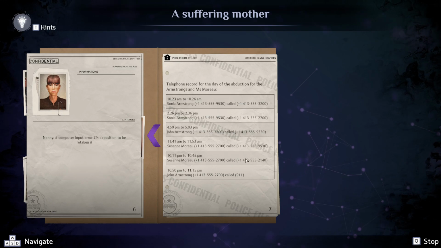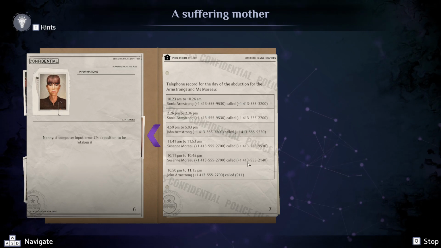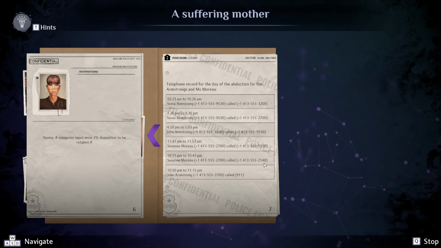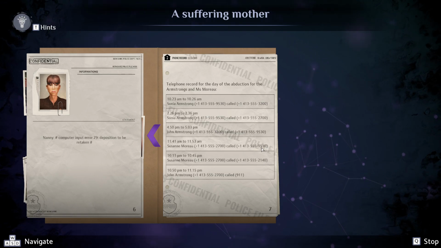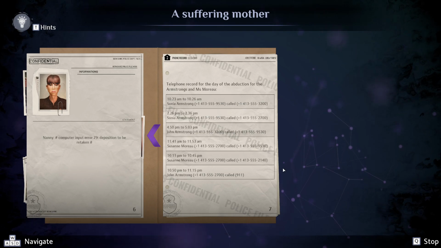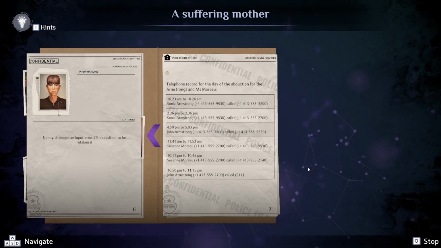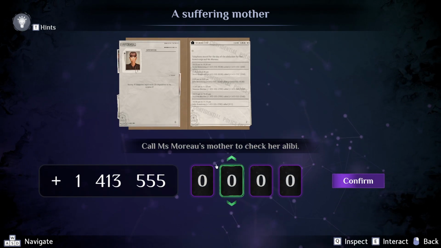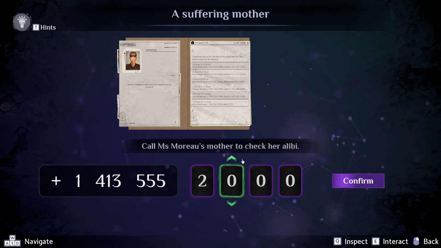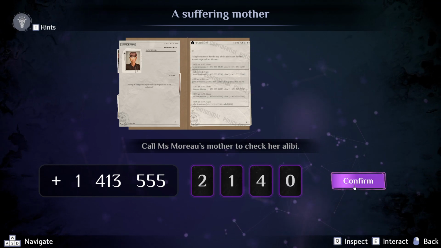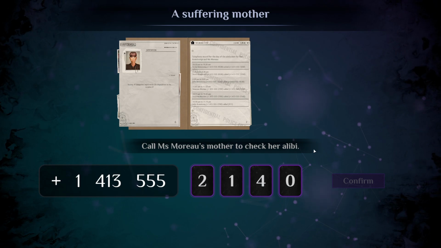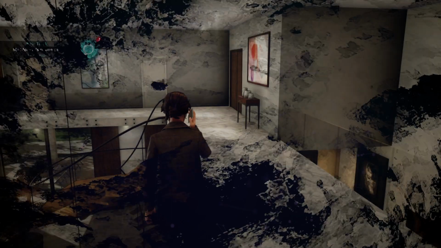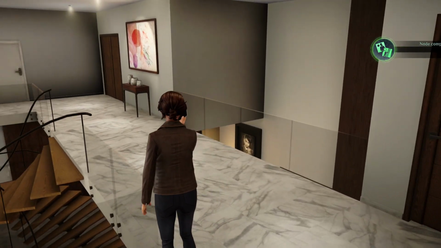This first digit is the same, right? Okay. So we have 2140 or 9530. Okay, the detective gets it right. We will see in a second.